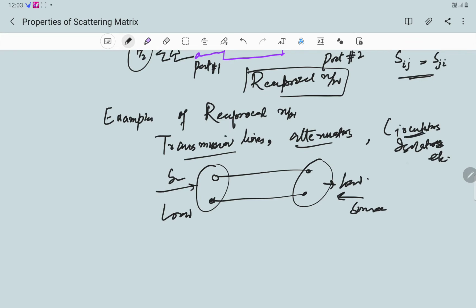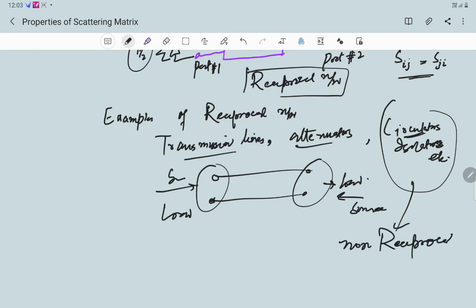Circulators and isolators are also included in reciprocal networks. We'll discuss them separately. Now, circulators and isolators, so far as they are concerned, are non-reciprocal networks. So we'll be discussing circulators and isolators separately, in a few lectures, maybe the last lectures.